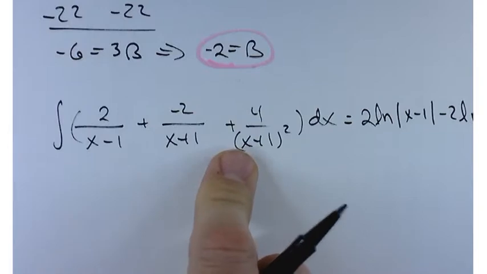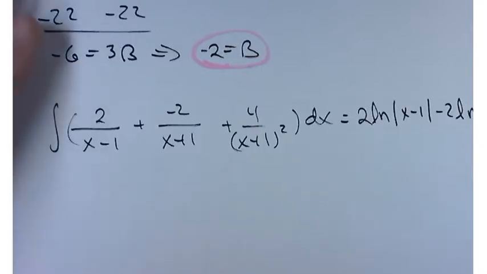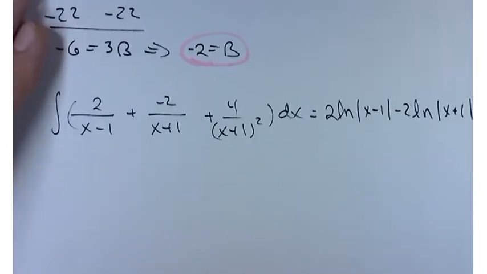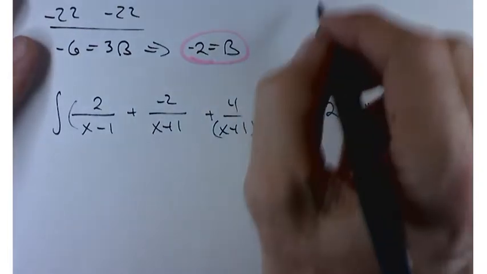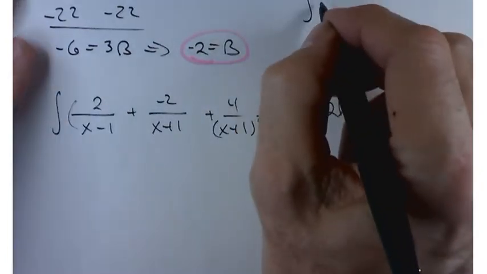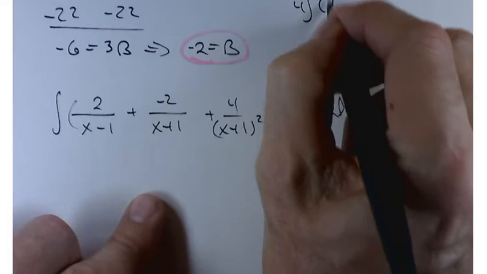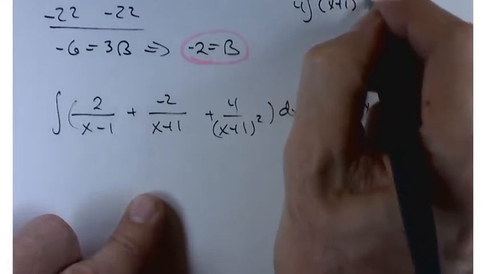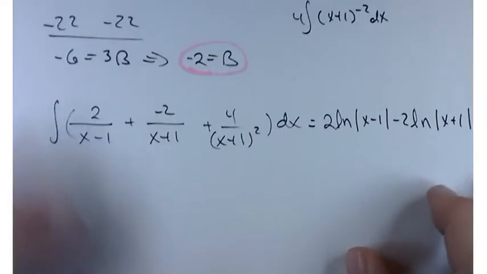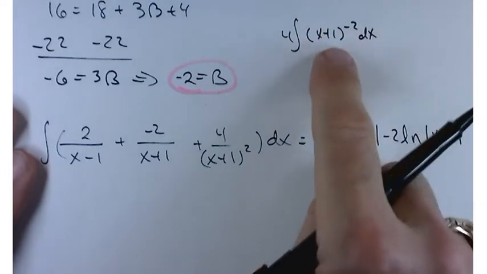Now this one we need to be a little bit more careful with. That's not a natural log. So let me take a peek at that one up here. I'll write that as 4 times (x plus 1) to the -2nd. What's going to happen when I integrate this one?